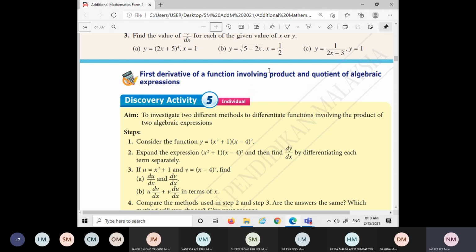Please write the index for today: products and quotients of quadratic expressions. Products means multiply, times. Quotient means divide. So this is the index for today. Today is 15.